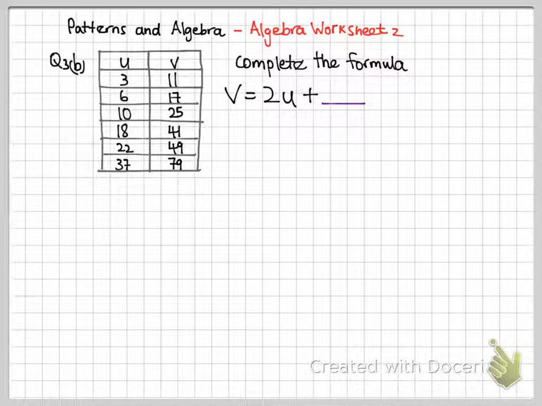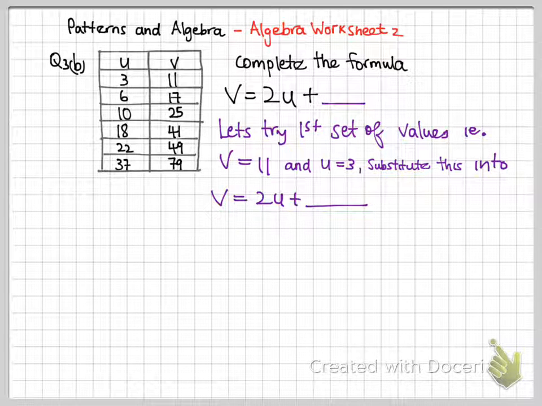Now we look at the next question, also on patterns and algebra and patterns and rules, and this is from Algebra worksheet 2, which is on modal. Okay, it's question 3b. So have a look at the question. They want us to complete the formula V is equal to 2U plus something. Now the V is the output and the U is the input. So 2 times U plus something is equal to V. How would you figure this out?